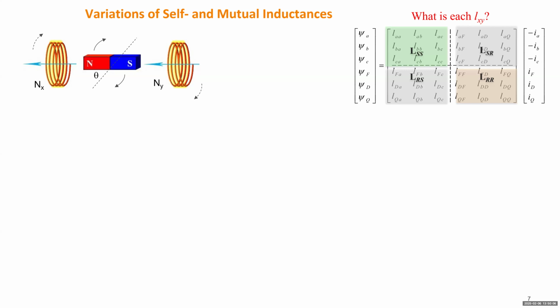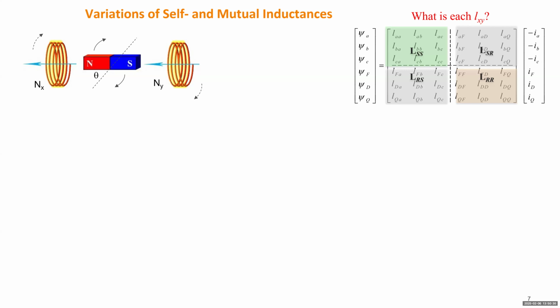Each inductance involves two windings. The two windings can be the same; if it's the same, it means a self-inductance. If it's different, it means a mutual inductance. On the left-hand side, we just draw a figure. We assume there are two windings. The first one has NX turns, the second one has NY turns, and the two numbers can be different.